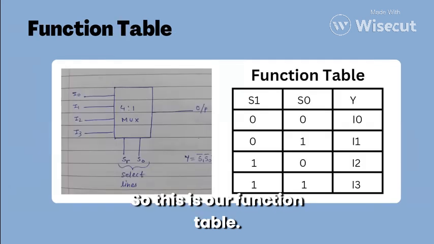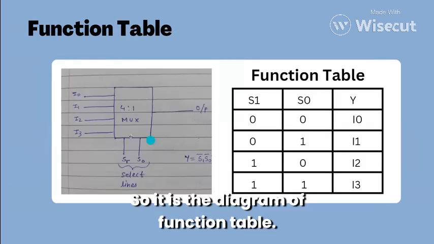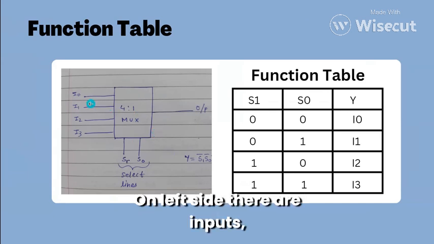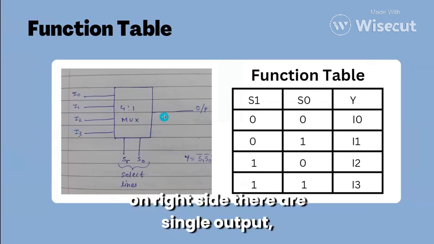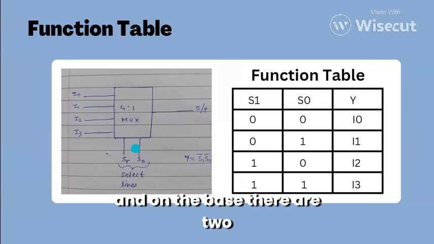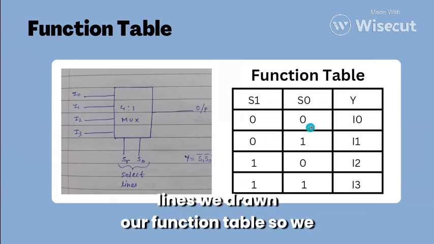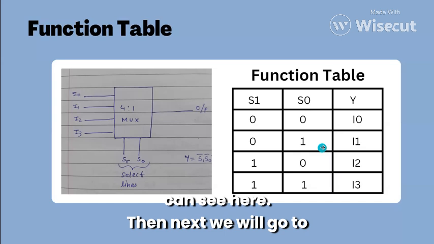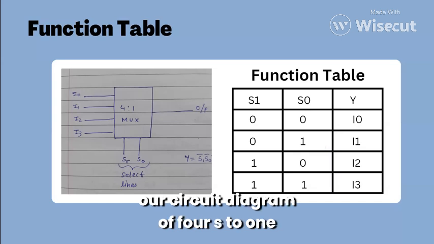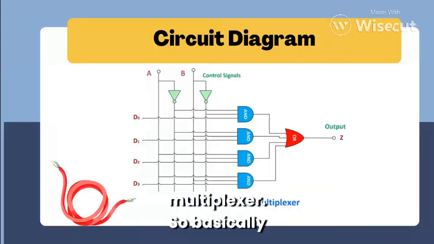So this is our function table. It is the diagram of the function table. On the left side there are inputs, on the right side there is a single output, and at the bottom there are two select lines. On the basis of select lines, we drew our function table. So we can see here. Then next we will go to the circuit diagram of the 4:1 multiplexer.